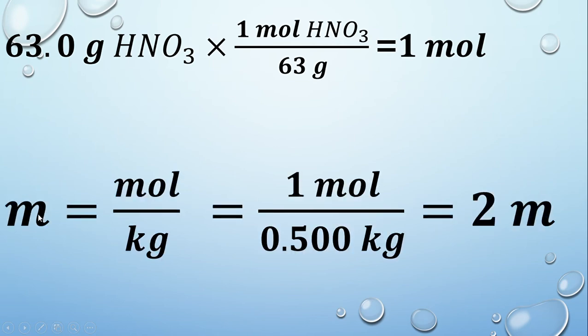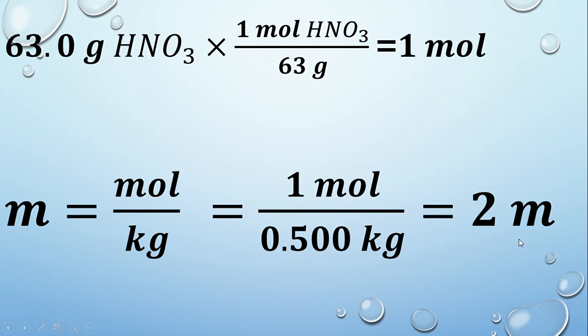So, molality is equal to mole per kilogram. And substitute, ang given mole natin is, given mole of solute is 1 mole. And the given mass of solvent is 0.500 kilogram. Simply divide this one. 1 divided by 0.500 kilograms. The answer is 2 mole per kilogram, or simply the molality, the small letter m.